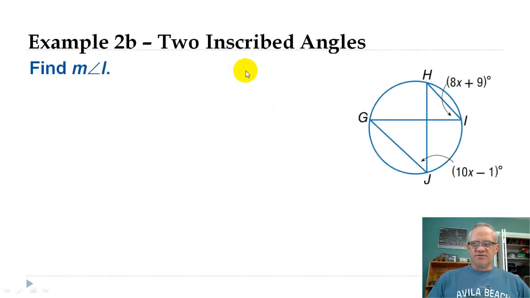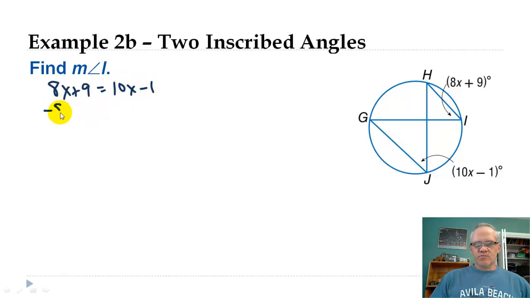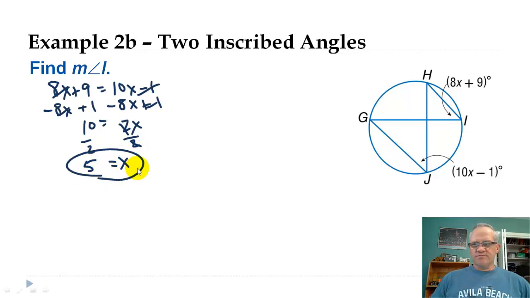I'm not going to do the highlighting this time, but if you notice, GJH goes to this arc GH, and HIG also goes to the arc HG, and so therefore angle I and angle J have to be the same, right? So we would just take 8x plus 9, make it equal to 10x minus 1, minus 8x plus 1. So we have 2x equals 10, divided by 2. Well, interestingly enough, x also equals 5 here.